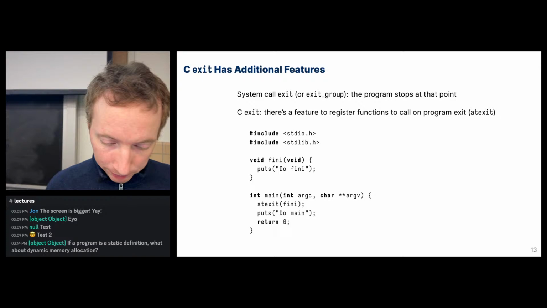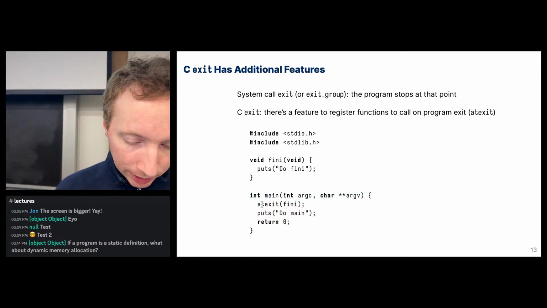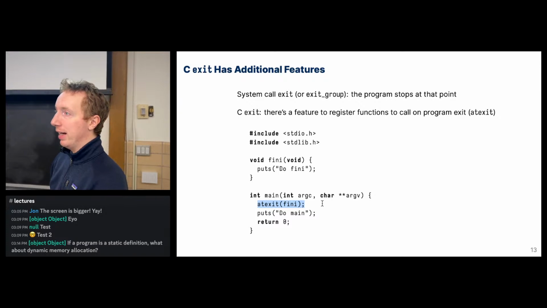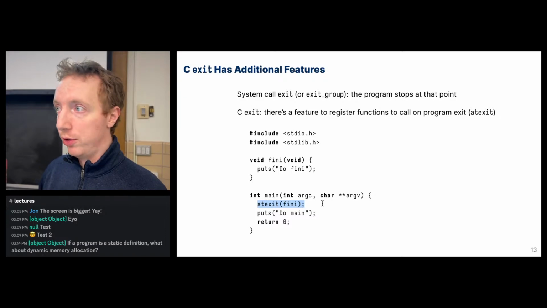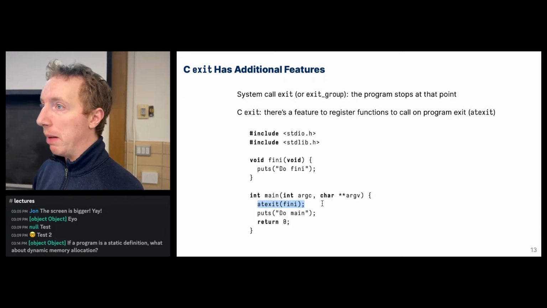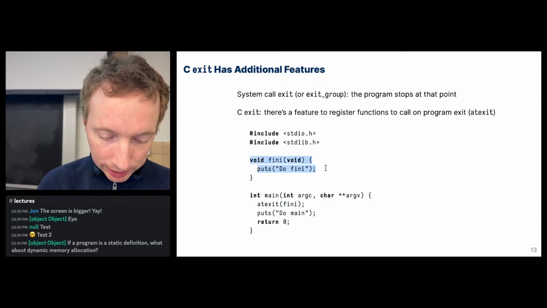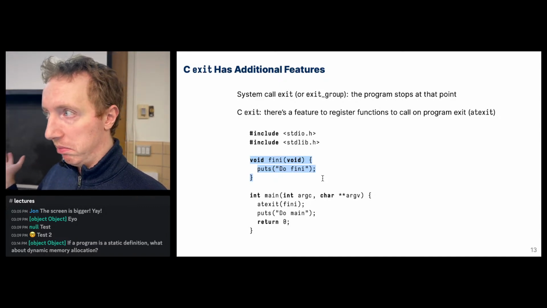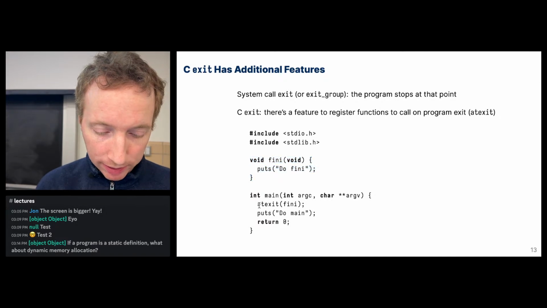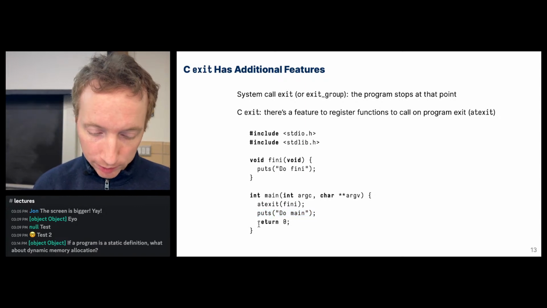So this is an example of something you can do. In main, so execution still starts at main, don't worry about it, I can use this atexit function. So this will register a function to execute whenever that program tries to exit. It's going to register this fini function here, and all it does is print out that it's there, and then in main, it's going to print do main, and then return 0.